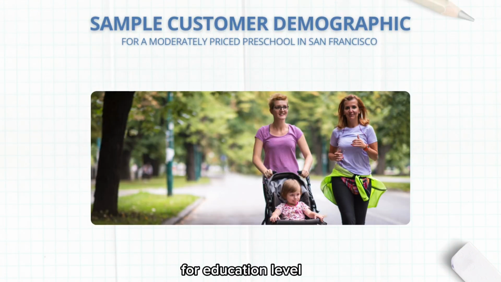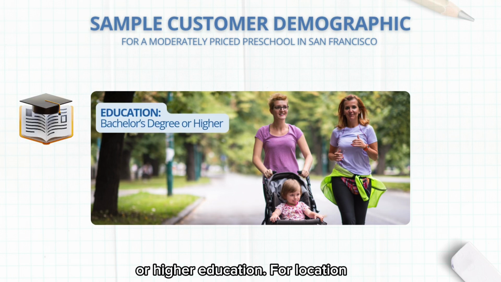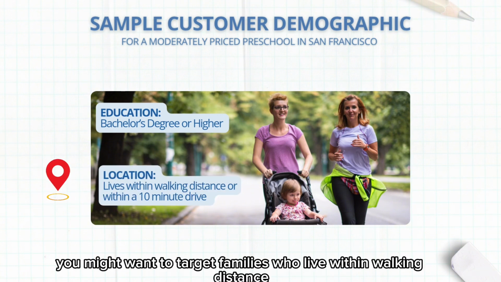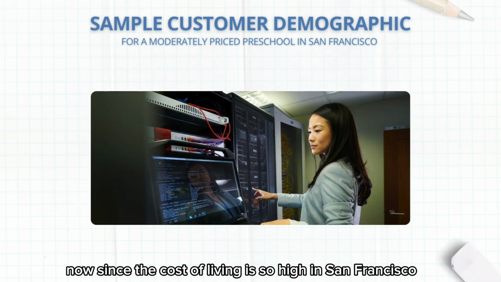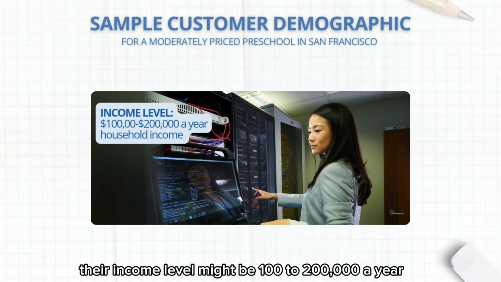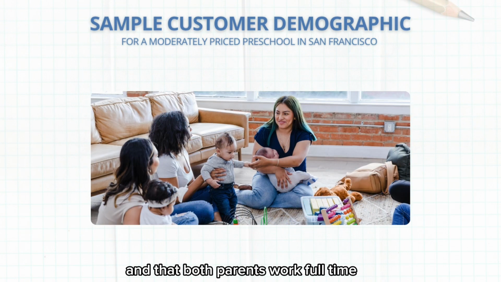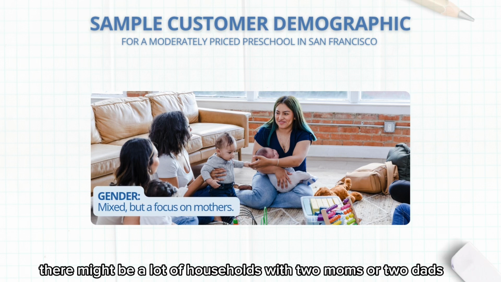For education level, you might be targeting families who have either a bachelor's degree or higher education. For location, you might want to target families who live within walking distance or within a 10-minute drive. Now, since the cost of living is so high in San Francisco, their income level might be $100,000 to $200,000 a year. Their profession might be that one of them works in the tech field and that both parents work full-time. For gender, you might want to focus on mothers, but note that in San Francisco, there might be a lot of households with 2 moms or 2 dads.